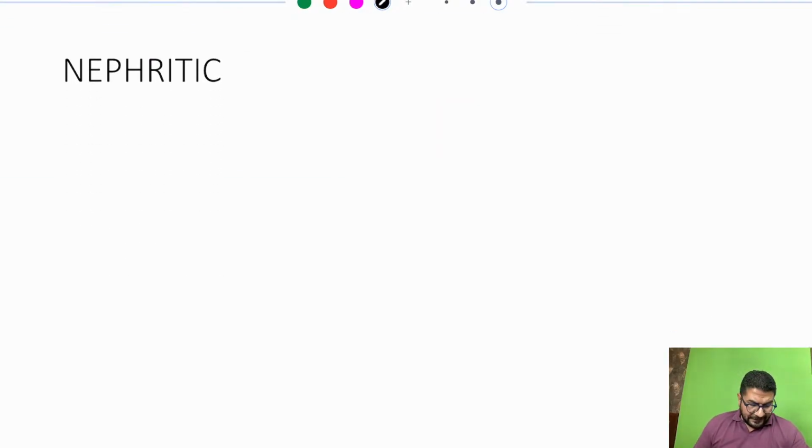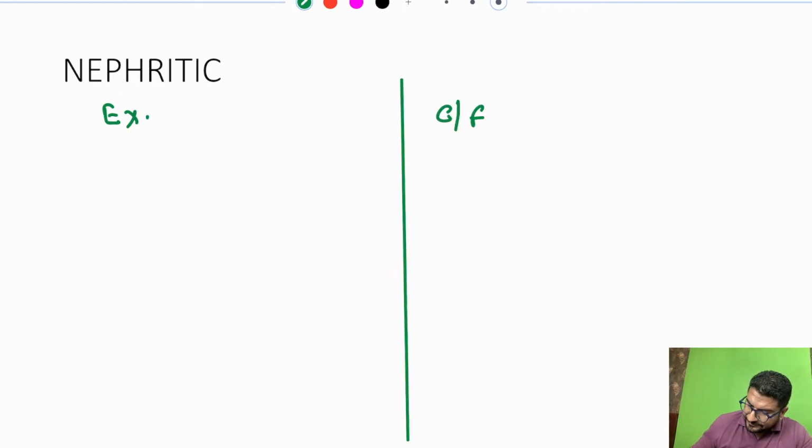Okay, now moving to nephritic syndrome. अब बात करते हैं nephritic की. So what are the diseases in nephritic syndrome? So what are the examples? And I can say what are the clinical features. So first let me talk about clinical features.